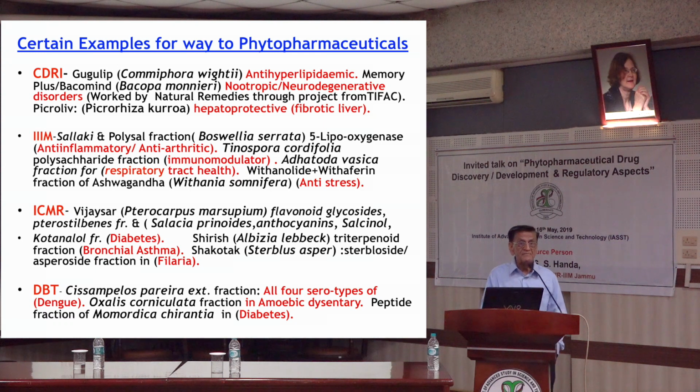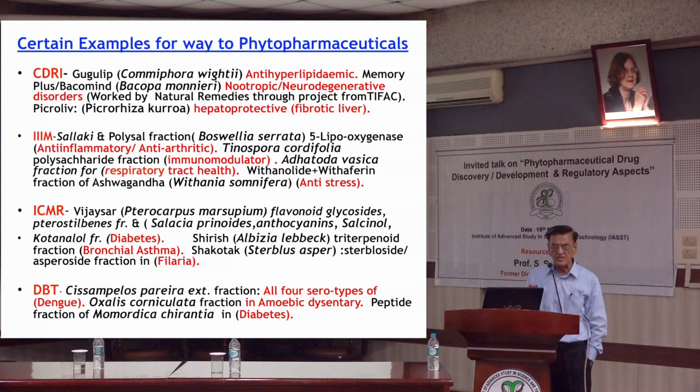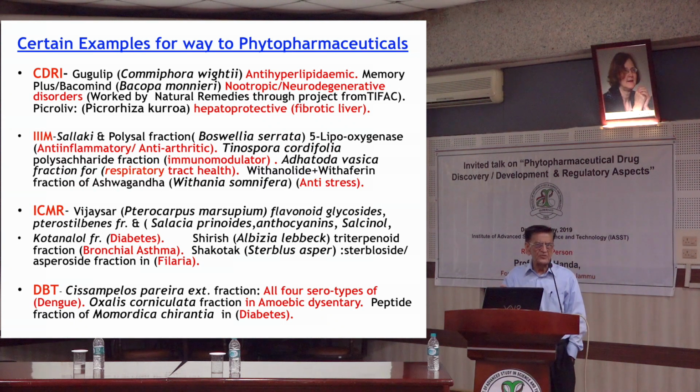Then we have, at DBT, we had an excellent experience collaborating with Ranbaxy, DBT, and we found that one of the plants, Cissampelos pareira, showed activity against all the 4 serotypes of dengue, which is very rare. All the 4 serotypes to be sensitive to this drug. And this has now been taken over by Sun Pharma, and they are working on it to put into botanical drugs in America and phytopharmaceutical drug in India.